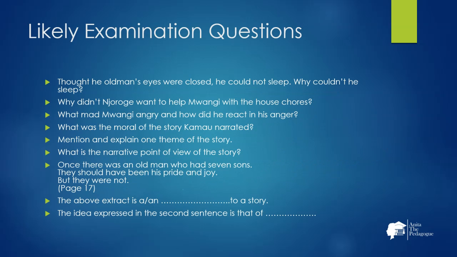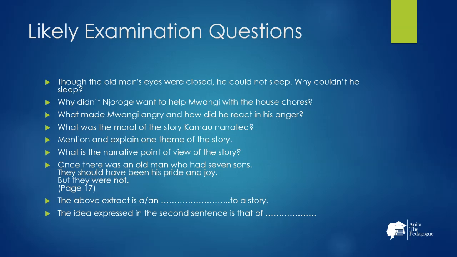At this point, I would like us to look at some likely examination questions. Though the old man's eyes were closed, he could not sleep. Why couldn't he sleep? Why didn't Njoroge want to help Muangi with the house chores? What made Muangi angry? And how did he react in his anger? What was the moral of the story Kamal narrated? Mention and explain one theme of the story. What is the narrative point of view of the story?